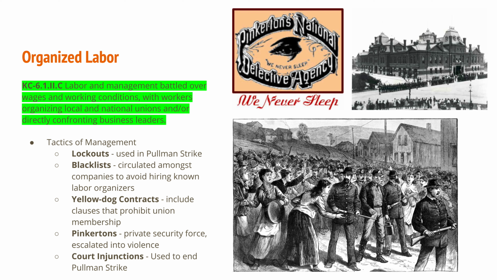The Pinkertons were this private security force, and as we mentioned, they were used in the Homestead Strike. A lot of the times when these private security forces were used, it escalated into more violence and people being killed. Court injunctions are issued by a U.S. court, forcing workers to go back to work and to stop the strike. A lot of the times, the reasoning that the courts gave for these injunctions was that the industry that was being picketed or boycotted during a strike was important to national security or the national infrastructure.